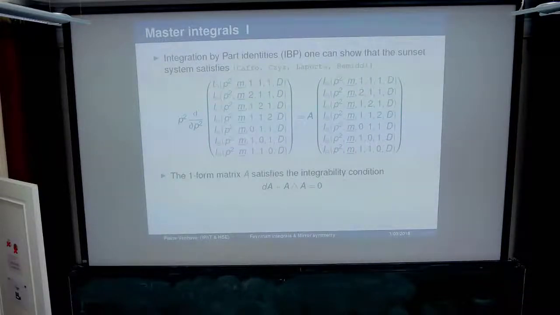It was actually based on what we call integration by parts identities, that essentially was invented by Lapporte, and then used in this paper to show that actually all these integrals that are presented to you, you can have a 1, 2, 3, 4, 5, 6, 7. It's a big matrix. I mean, it's a vector, yeah? d by dp squared is a certain matrix times the vector. It's a linear system, okay? And this matrix here satisfies this flatness condition.